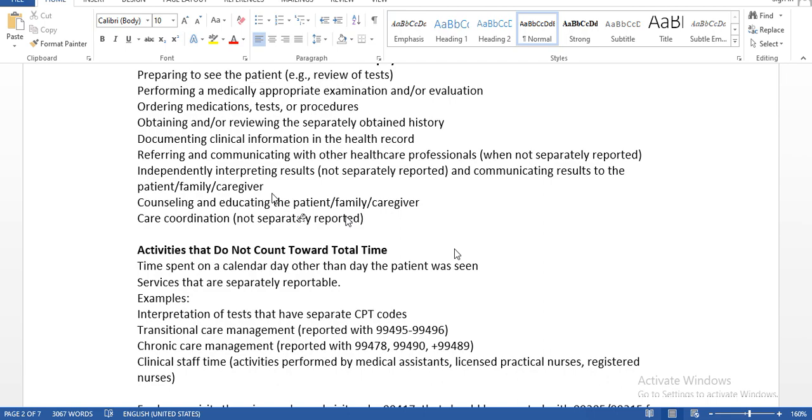All these activities are self-explanatory; you can understand them easily. You need to do only one very important thing: find whether these keywords are available in the document or not. If you have all these keywords, you can count them toward the physician's total time. If you can't see these keywords, you can't count that time.